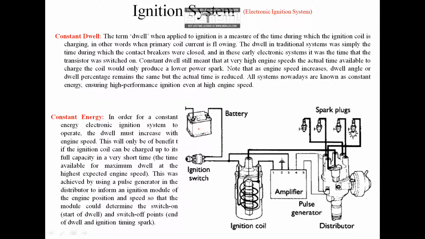Points number 4 and 5 are coming from the pulse generator. In the case of the electronic ignition system, as I told you, there are two types of pulse generator that may be used. One is on the basis of the Hall effect, and the other is on the basis of the inductive coil or inductive effect. On the basis of one of them, a pulse generator is used inside the distributor, and it gives a pulse to the amplifier.